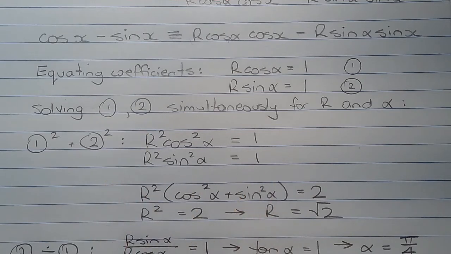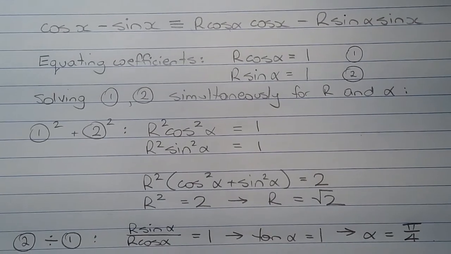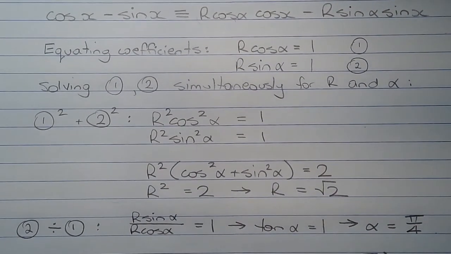So adding these two equations together, we get r squared outside of cos squared alpha plus sine squared alpha, since r squared is a common factor, and that equals 1 plus 1, which equals 2. And using a Pythagorean identity, cos squared alpha plus sine squared alpha equals 1. So we end up with r squared is equal to 2, taking the positive square root of both sides, since r represents an amplitude, we have r is equal to the square root of 2.